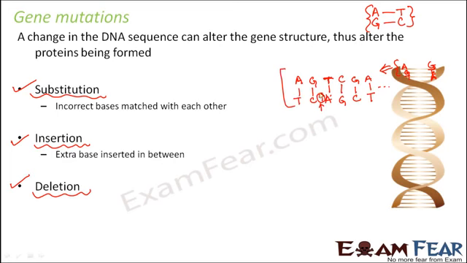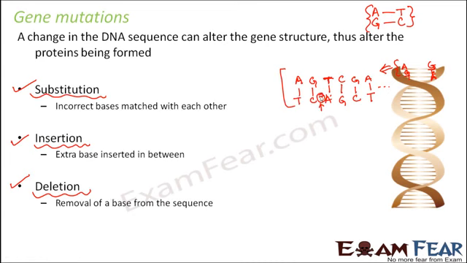So, there will be some issues in pairing up. Maybe G will pair up with C, after that T, and here you have T. So, who will pair up with T? That means it will actually create a different sequence altogether. The entire sequence will get altered due to an extra base being inserted in between, and this in turn will affect the protein synthesis.